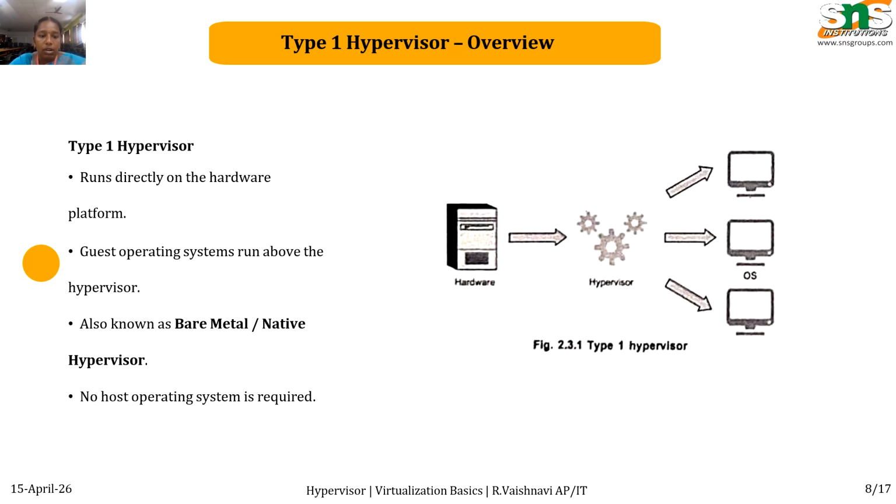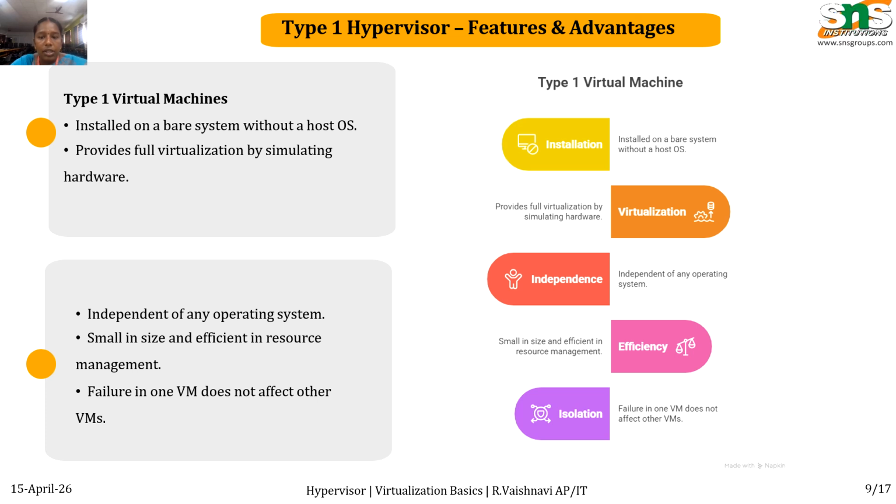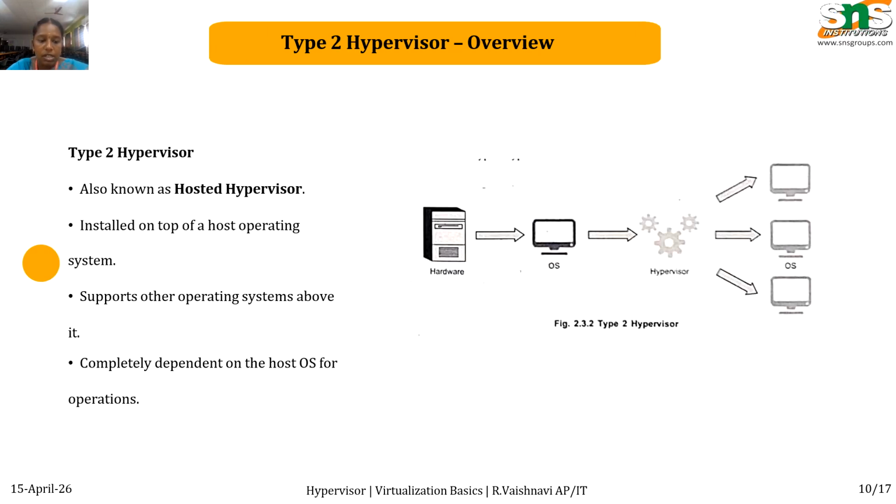Type 1 hypervisor runs directly on the hardware platform. The guest OS runs above the hypervisor, and it is also known as the bare metal and native hypervisor. No host operating system is required in the type 1 hypervisor. And the features and advantages of the type 1 hypervisor: it is installed on the bare system without a host OS. It provides full virtualization by simulating the hardware. It is independent of any OS, smaller in size and efficient in resource management, and failure in one virtual machine does not affect the other virtual machines.